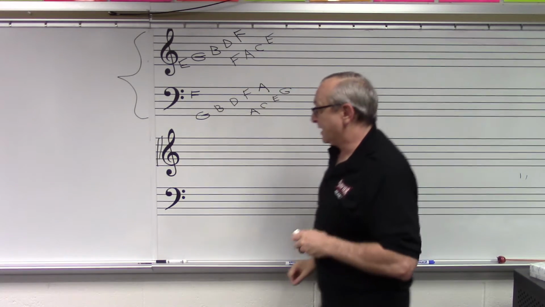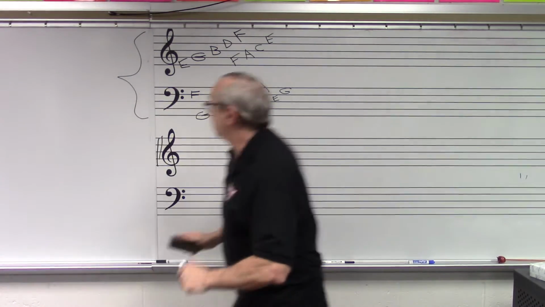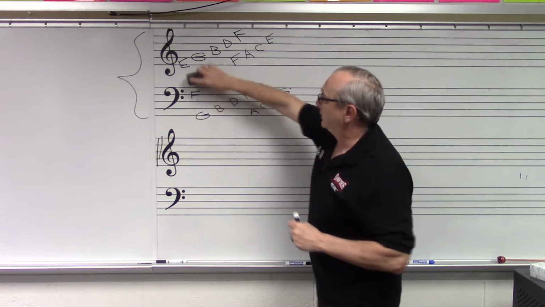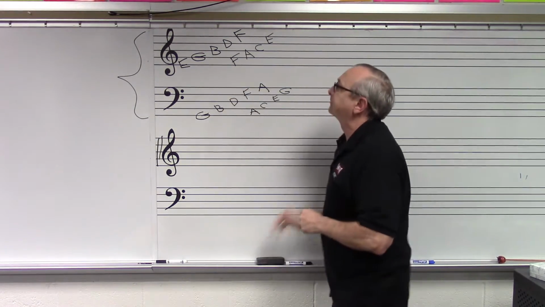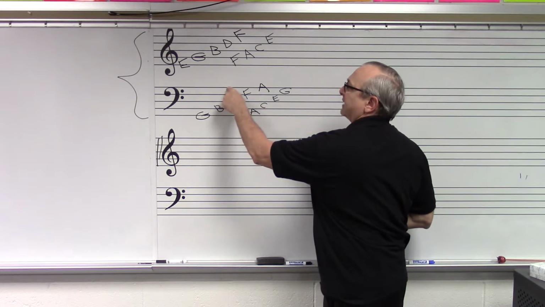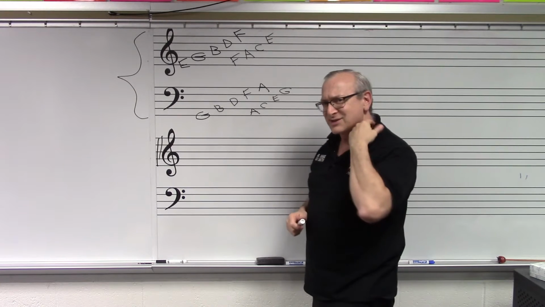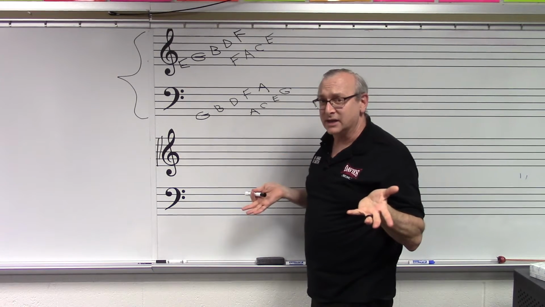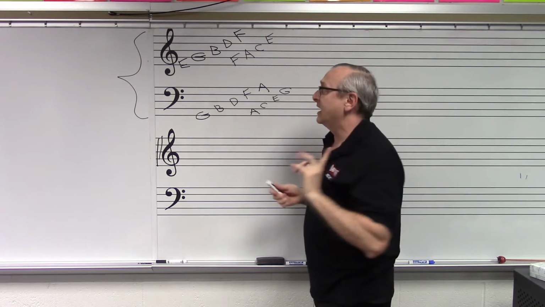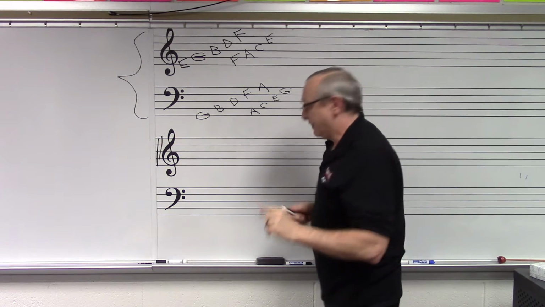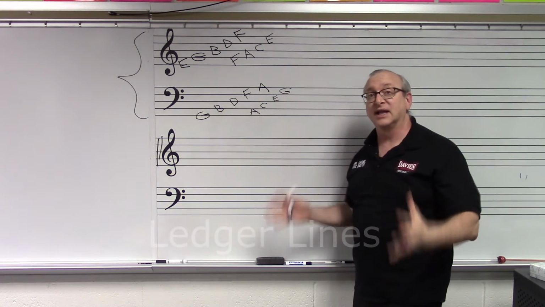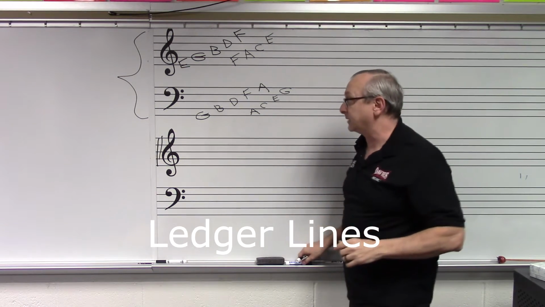Okay? Now, with that in mind, we're going to say, wait a minute, Mr. Siegel. This guy ends on A, and this one starts on E. So what about the notes between A and E? And that's where something called ledger lines come in between, okay?